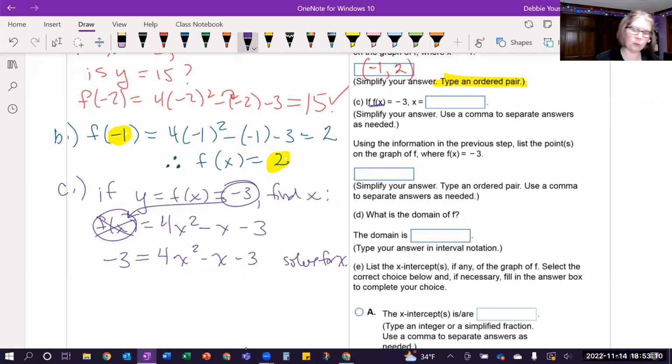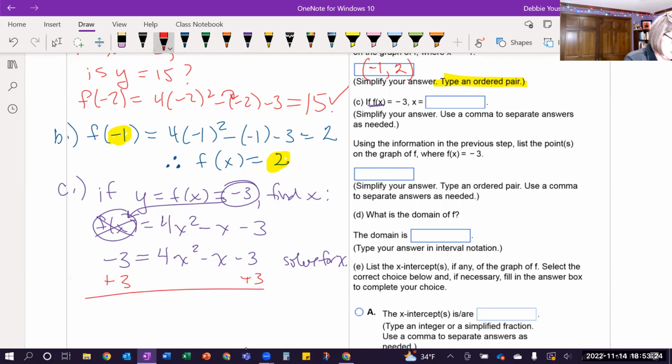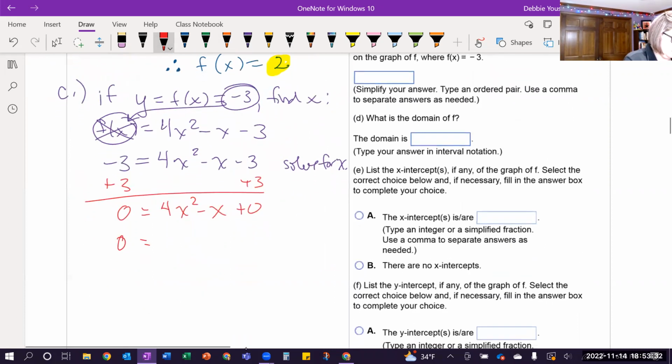Okay. So that goes back to, I want to say like section 1.2 or 1.3 in like the first week of the course. So this is the quadratic equation. So we're going to set equal to 0. So I'm going to add 3 to each side to make a 0 on the left. And that gives me 4x squared minus x and then plus nothing. So I can just write that as 0 equals 4x squared minus x.